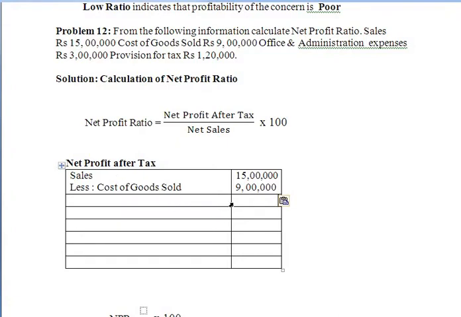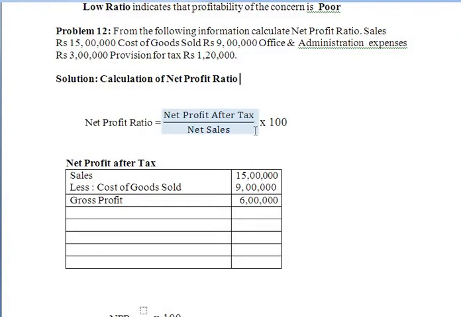Sales minus cost of goods sold, balance how much here? 6 lakh. 15 lakh minus 9 lakh, the balance is 6 lakhs. This 6 lakhs is nothing but gross profit. Now after gross profit we need to deduct other operating and non-operating expenses, and after deducting operating and non-operating expenses, whatever balance remains, that is the net profit.